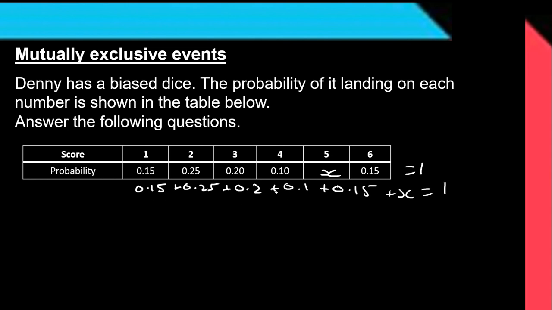So if I add the numbers that I do know, 0.15 plus 0.25 is going to give me 0.4. Add 0.2 is 0.6. Add this is 0.7, 0.85. So 0.85 plus x equals 1. So that means that the missing value here, which is the probability of 5, has to be 0.15. So the probability of it landing on a 5, which is the missing number, is 0.15.